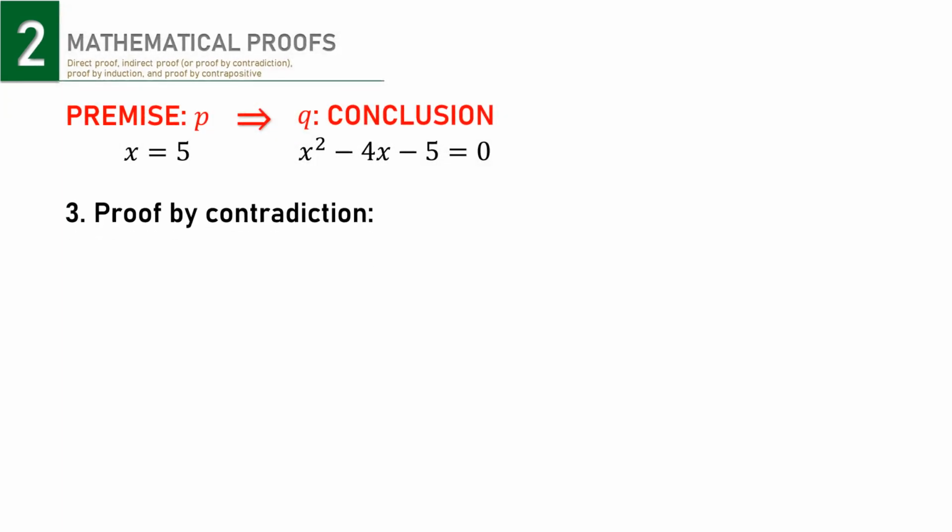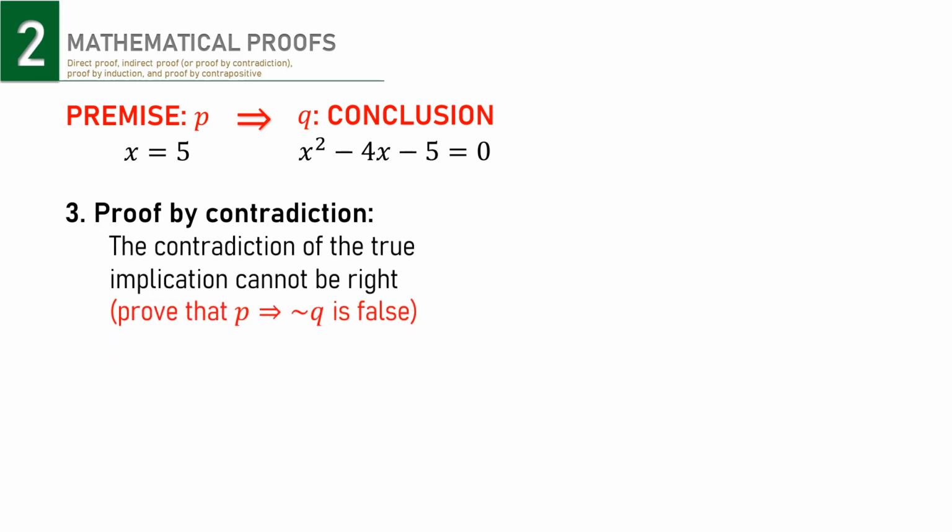Proof by contradiction is the third way to provide the mathematical proof. Recall again that a proposition is an assertion that is either true or false, but not both. So if proposition P implies Q is true, then P implies not Q, or the contradiction, must be false. Proof by contradiction is therefore a way to prove that the contradictions cannot be right.